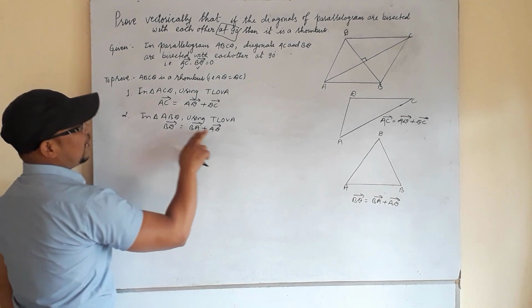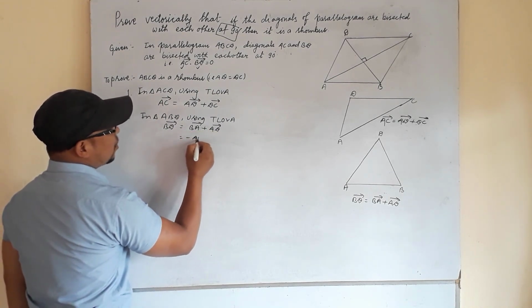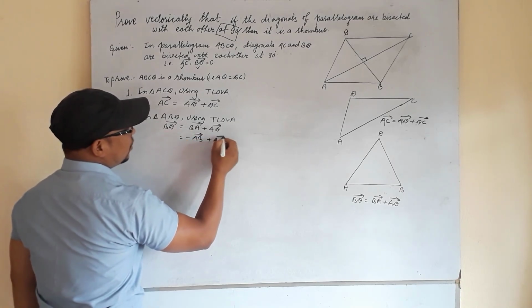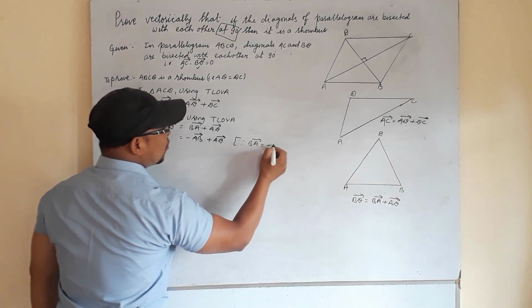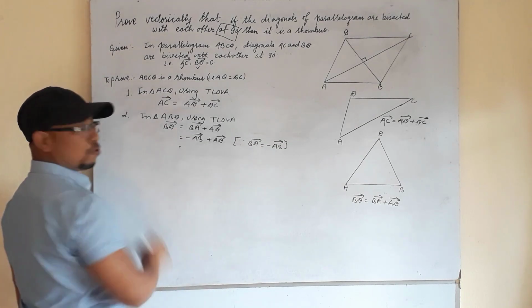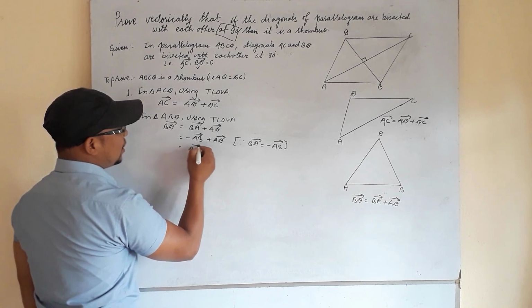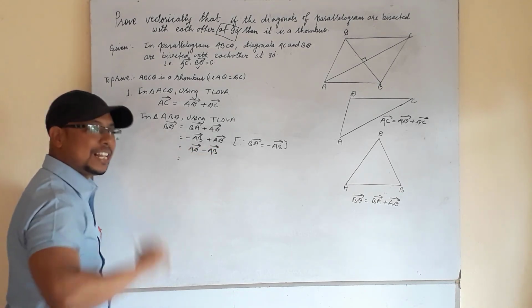Now see, AD is here, but here let's change first. BA can be replaced by minus AB. You know the reason: negative vector. BA vector equals minus AB vector. Now let's arrange it: AD minus AB.